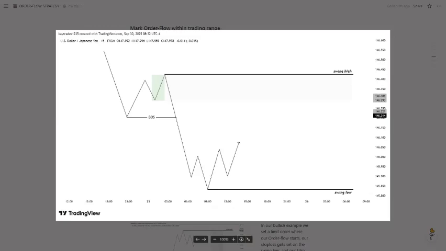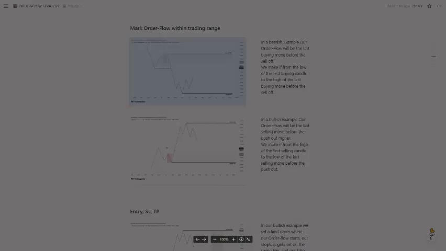In the real charts, we're going to see proof of the system. We mark the low, the wick, the low. You know, there's open, high, low, close. We mark the low of the first buying candle all the way to the high of the last buying candle before the sell-off. In my books and in how I've been taught order flow, this is what order flow is. And the inverse of that is going to be bullish order flow.